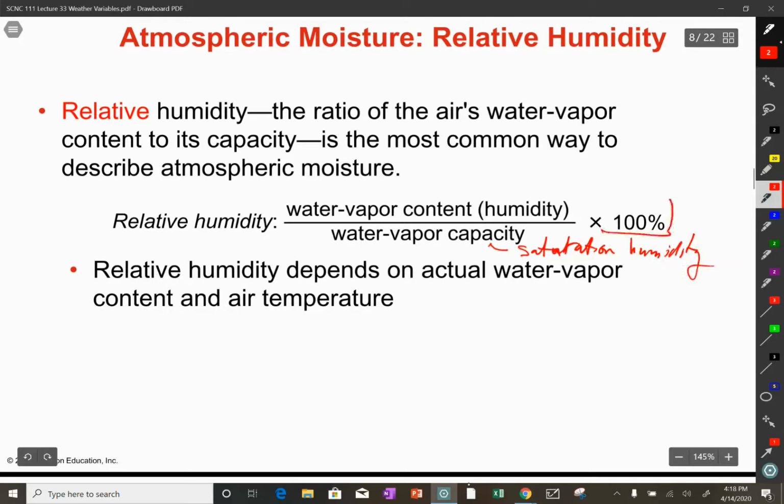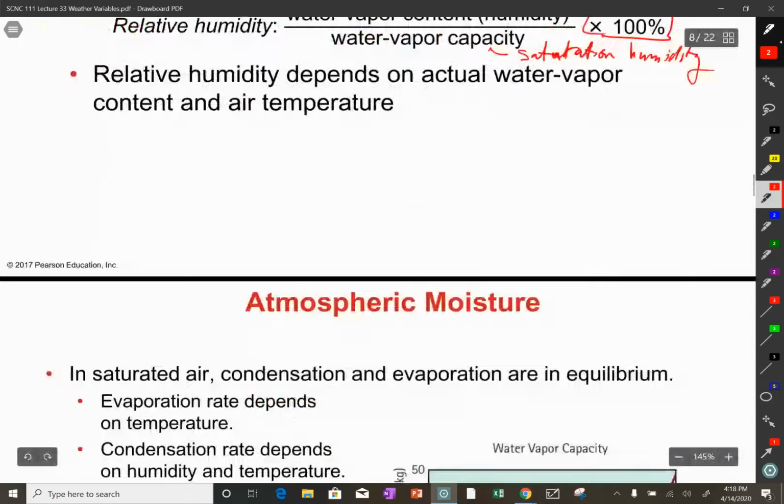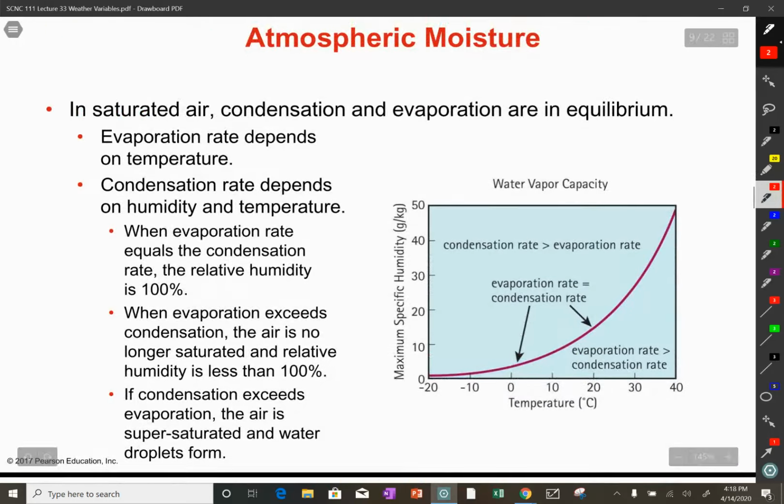And then times 100%. So relative humidity is in percentage. Now, this graph illustrates the difference in temperature and humidity. So this line here, where it says evaporation rate equals condensation rate, that's the line of 100% humidity.